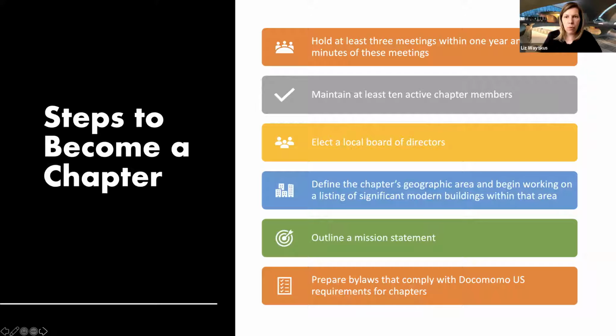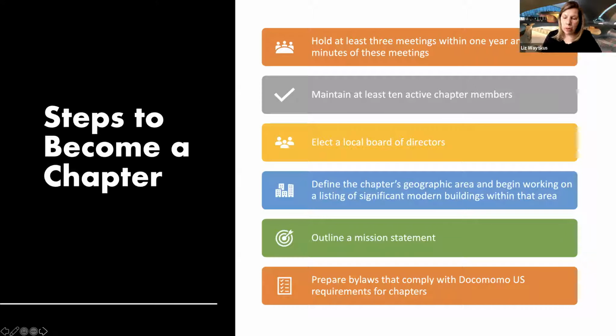Docomomo. So this is the nitty gritty and the meat of what it means to become a Docomomo US chapter. So what are the requirements? The first requirement, to hold at least 3 meetings in 1 year and keep track of the minutes of those meetings. And that is an element of the submission that you would remit back to our office. Maintain at least 10 active chapter members.